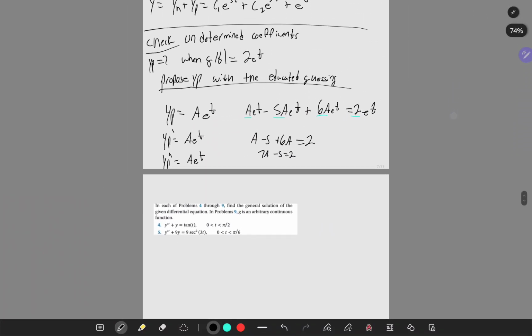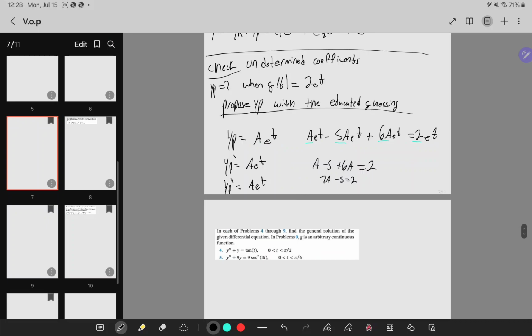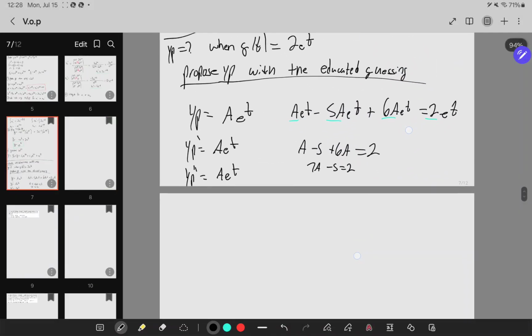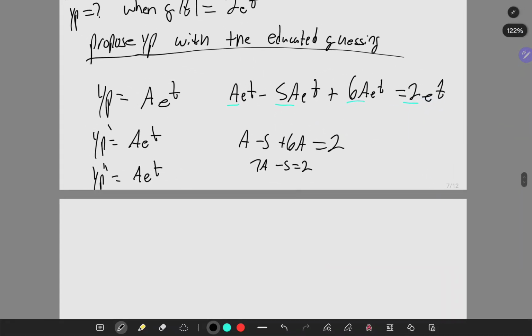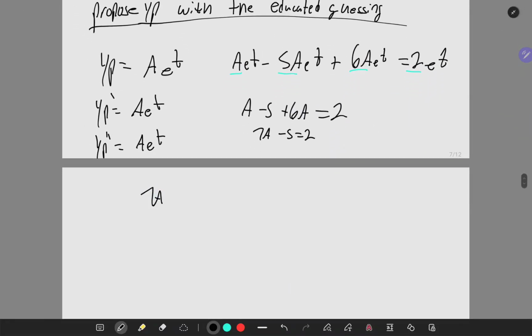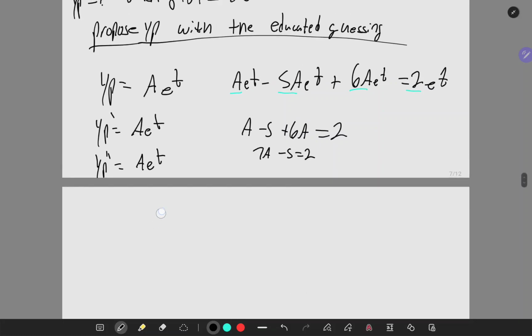Here, let me add another page. I don't really need it, but I should do it just to make it look nicer. This would be 7a. Oops, that does not look like a 7a. Is equal to 2 plus 5, 7. So then a is equal to 1.